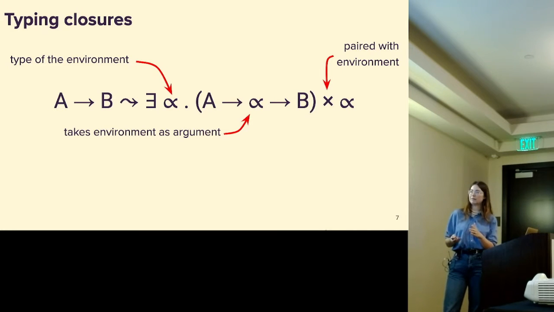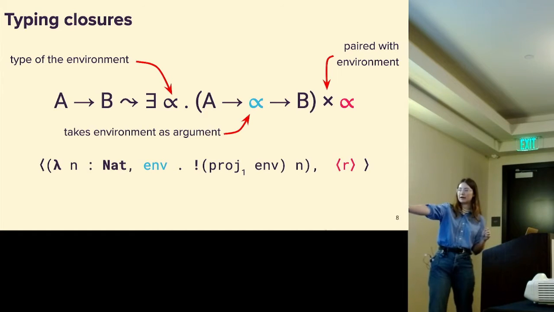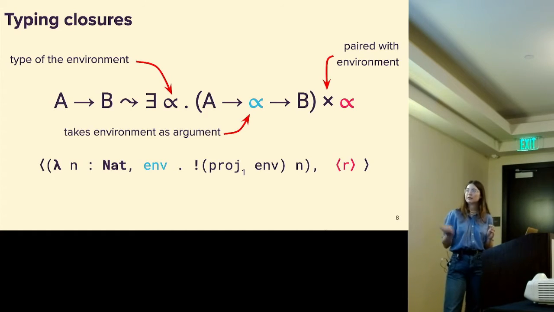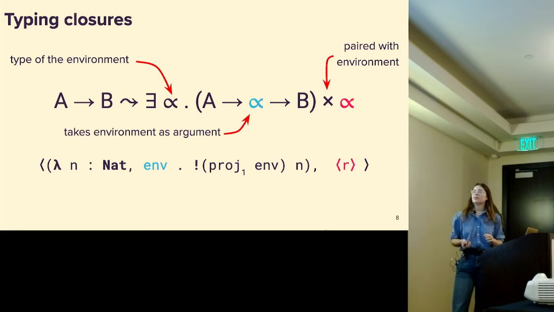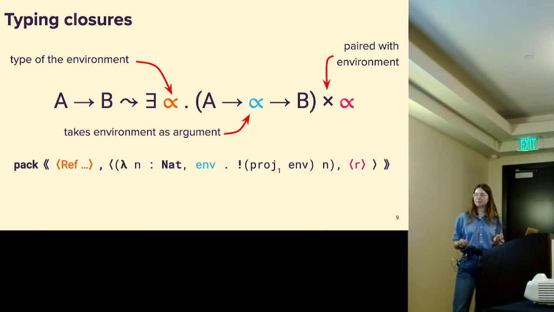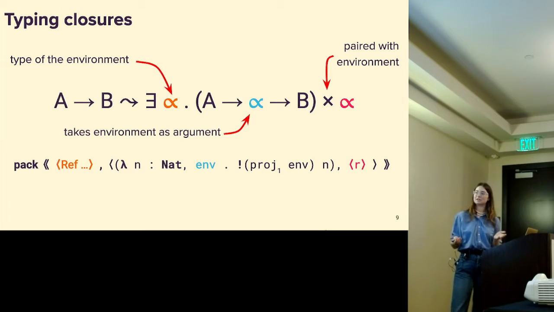So to come back to our concrete example of our closure and see how these types line up, we see that we have this extra environment parameter highlighted in blue, and then we see the value of the environment highlighted in kind of a reddish pink here. Finally, we need to actually instantiate this type variable with a concrete type. So we use this pack form along with the type in which we're instantiating the type variable alpha. And here in orange, it's going to be a tuple type containing a reference.